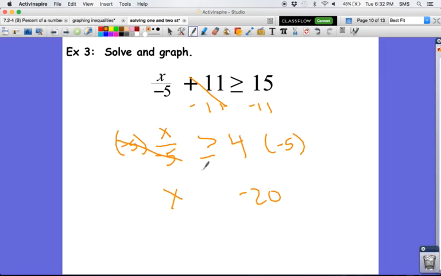Again, before I just bring down my sign, I have to ask myself, did I multiply or divide by a negative number on both sides? And the answer is yes. In order to cancel out this divided by negative 5, I had to multiply both sides by a negative number, by negative 5. So because of that, my sign flips direction. And I have x is less than or equal to negative 20.